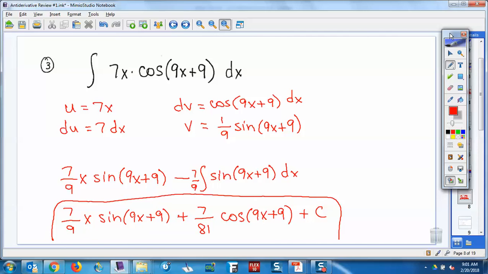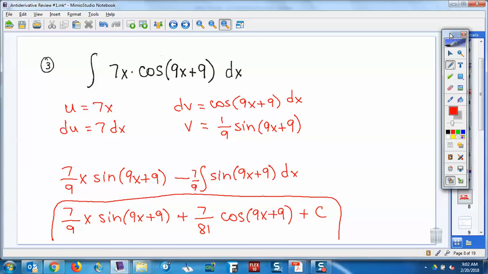Now, if this would have been a 9x squared, it'd have been a different story. If this had been a 9x squared, then my du would have been 18x. The 9 would have gone away. I'd have 18x, and then I'd just say, oh yeah, there's my x. And then it'd have been a great u substitution. So if this would have been 9x squared in here, it'd have been a wonderful u substitution because it would have taken care of that x on the outside.